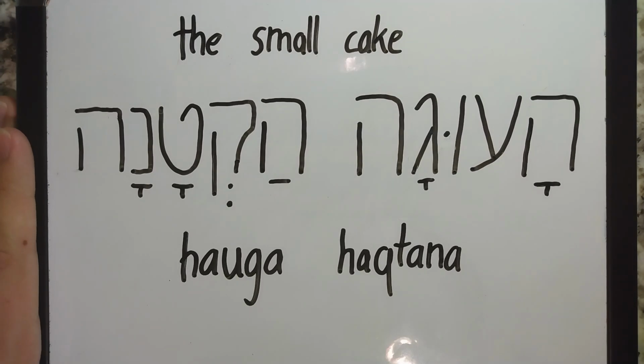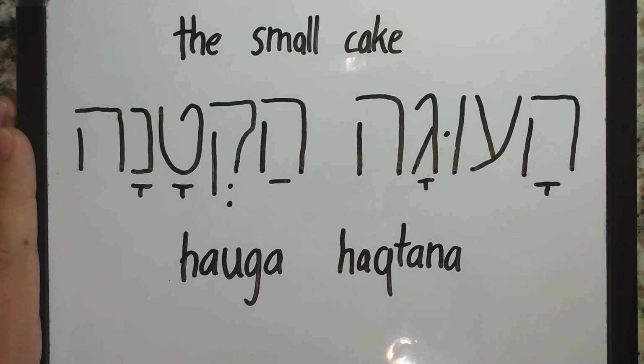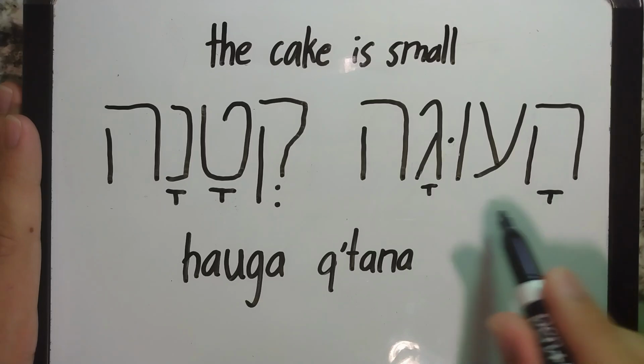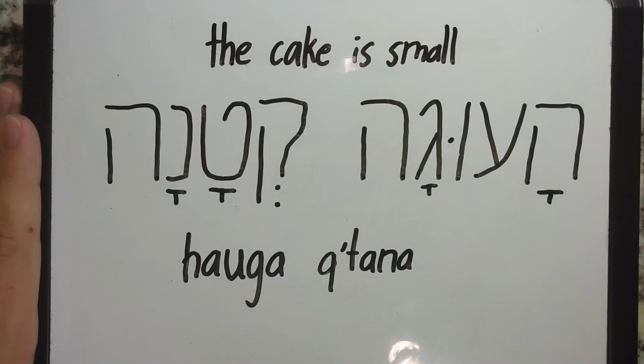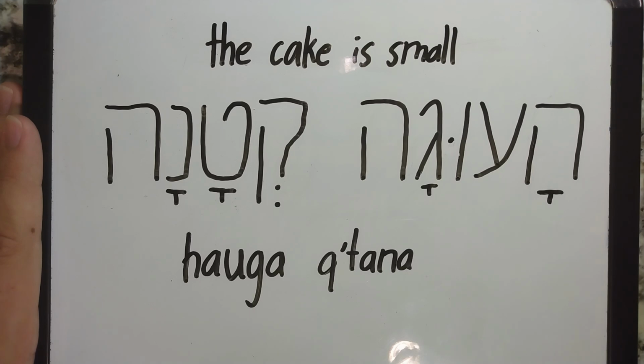It is very important to remember to add the hey to the adjective, ha'uga ha'ktana, because ha'uga katana, without a ha on katana, does mean something. Ha'uga katana means the cake is small. Now, this may be kind of confusing because the word is isn't in this Hebrew phrase, but Hebrew actually does not have a word is, or any other present tense of the verb to be, such as am or are. If we translated ha'uga katana literally, we would get ha'uga, the cake, katana, small, the cake small. But to translate it correctly, we would need to add the word is in English.